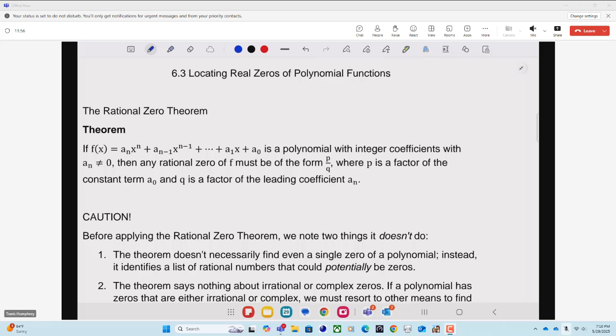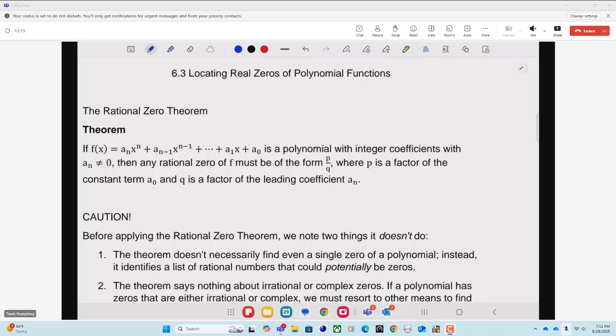Locating real zeros of polynomial functions. In this section, we will find the zeros of higher order polynomials using synthetic division and the rational zero theorem. So let's start off with that theorem.